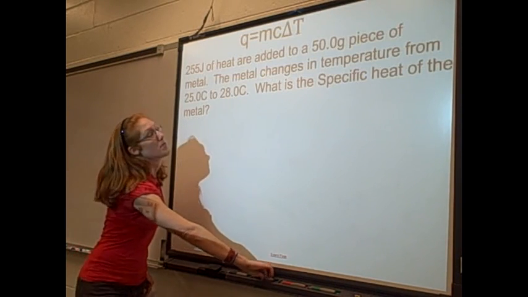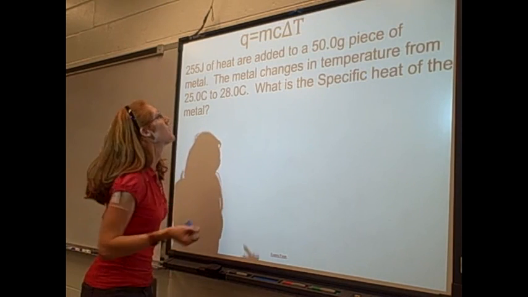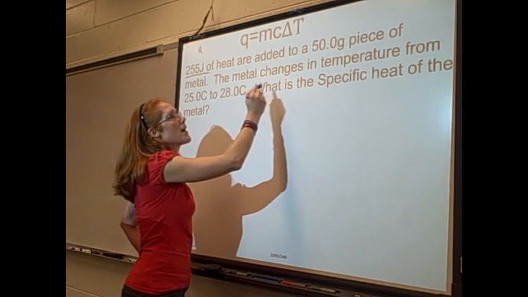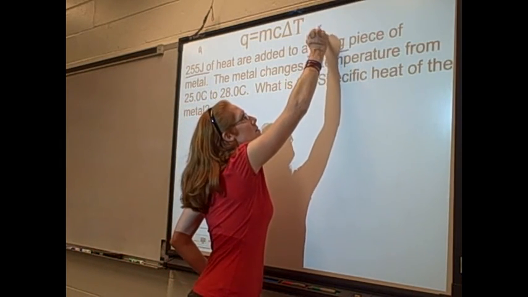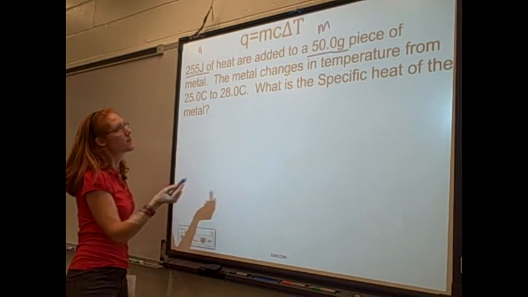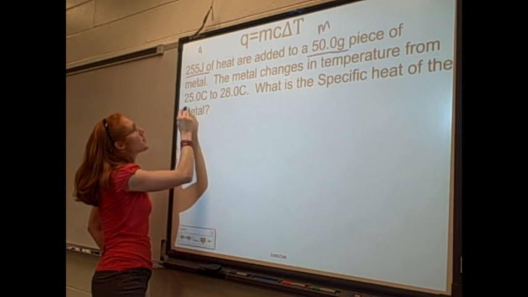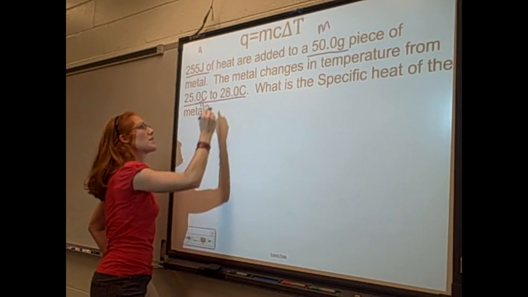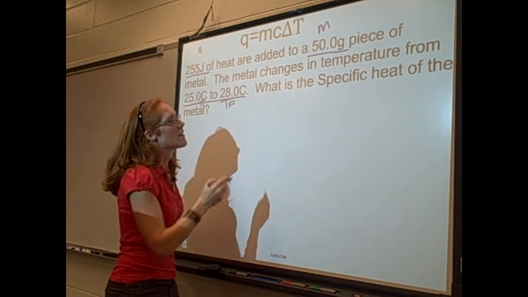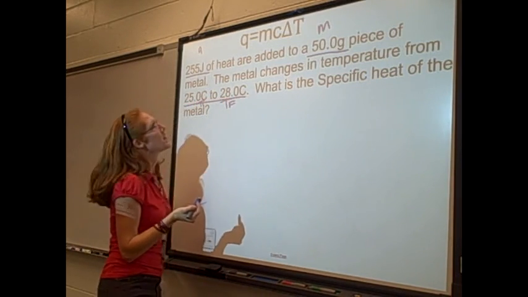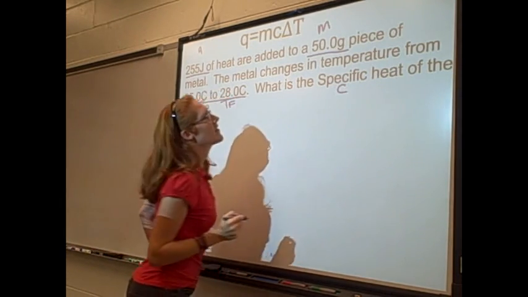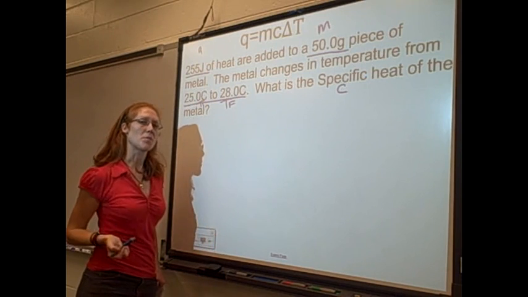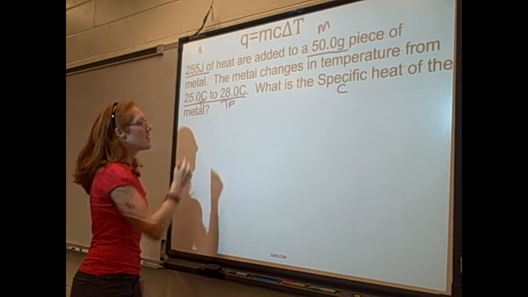So here is a problem that uses Q equals mc delta T. We can see that we're given Q, 255 joules of heat, that's Q, are added to 50 grams, that's going to be my mass, 50 gram piece of metal. The metal changes in temperature from 25 degrees Celsius to 28 degrees Celsius. So this is going to be my initial temperature, and this is my final temperature. And it says, what is the specific heat of the metal? So I'm looking for C. So even if I didn't have the equation at the top telling me what I'd be using, I can see that I've got Q, M, C, and a couple temperatures, so I know that I'll be using that equation.